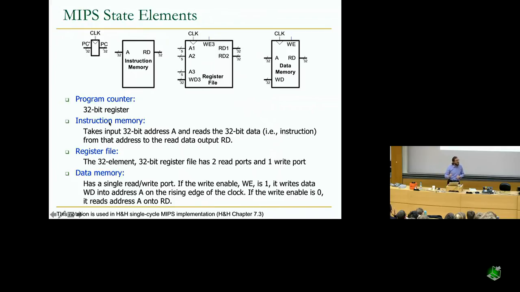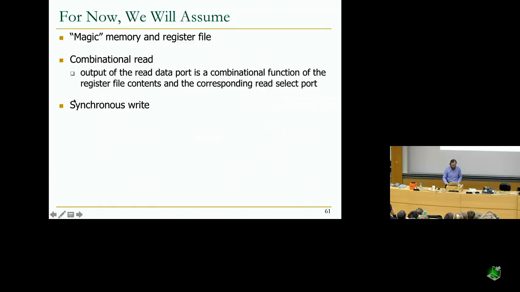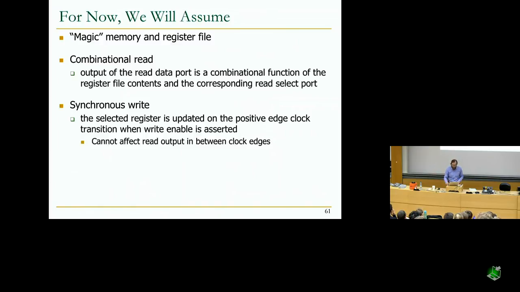Okay, so for now, we'll assume some magic memory and register file. We'll assume a combinational read. The output of the read data port is a combinational function of the register file contents and the corresponding read select port, and synchronous write. Basically, the selected register is updated at the positive edge of the clock cycle, the clock transition, of course when the write enable is asserted. When the write enable is not asserted, you're not updating anything.